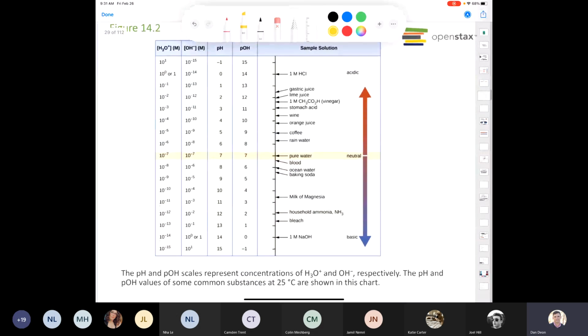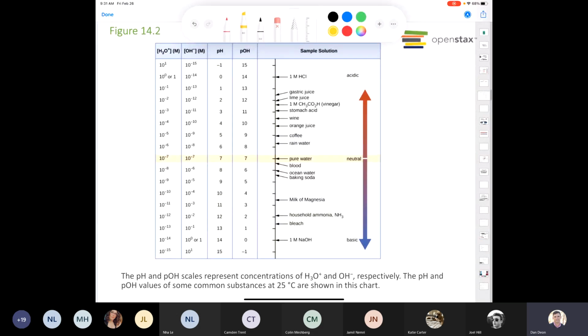I have a bunch of these different slides here that talk about some interesting tidbits about acids and bases. This one comes directly from our textbook. I have the caption written down here at the bottom. It says the pH and the pOH scales represent concentrations of hydronium and hydroxide respectively. The pH and pOH of some common substances are shown in this chart. Look, except for calculating pOH directly, we don't refer to pOH a whole heck of a lot in general chemistry. If you were maybe an analytical chemist, you might talk in pOH terms sometimes, but generally speaking in this class, we'll be talking about pH.